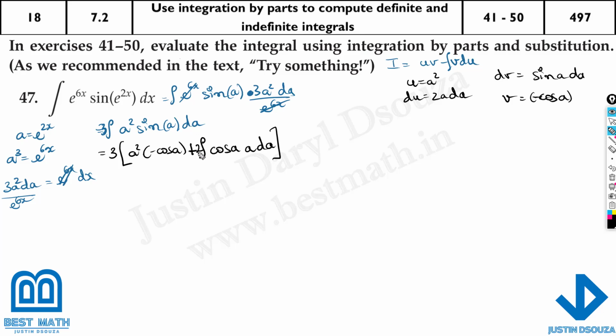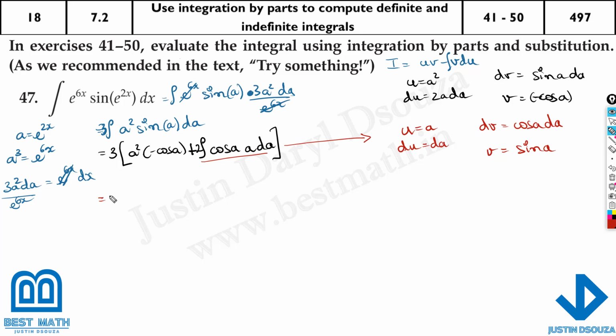So we have a 3 out, then inside again there is a 2 out. You can do multiplication here and keep it, but I'm just going to leave it like this itself. Now what we will do is solve this part. See, from a squared we got a. Now if we solve it once, then we are just going to get a single term, a constant term, and then we can solve it up. So for the second time, u is equal to a, du is equal to dA, and dv becomes cosine a dA, and v is equal to sine a.